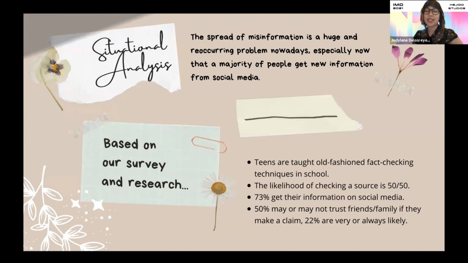Key findings were: people were taught old fact-checking techniques in high school. The likelihood of someone checking a source is about 50-50. 73% of people get their information on social media, and 50% of people may or may not trust friends and family if they make a claim, while 22% are very or always likely to trust their friends and family's claims.